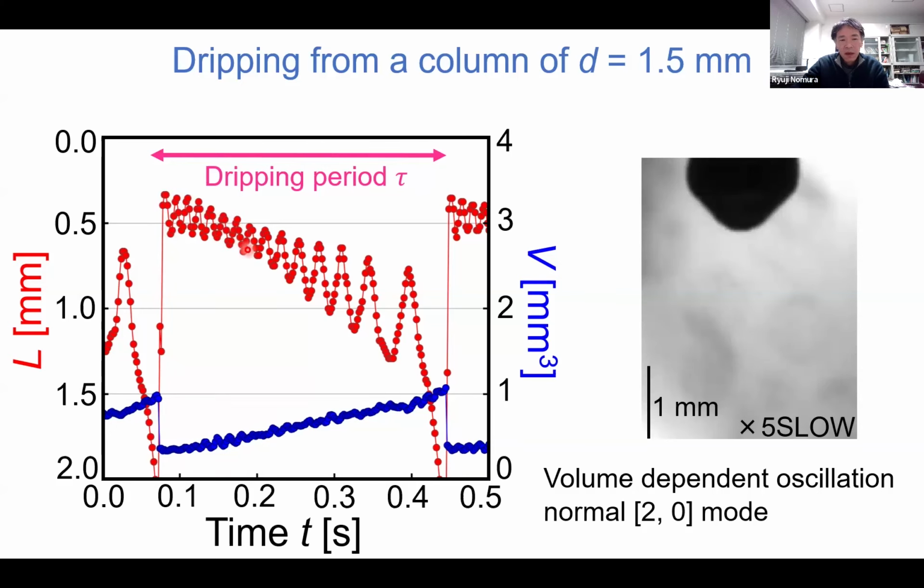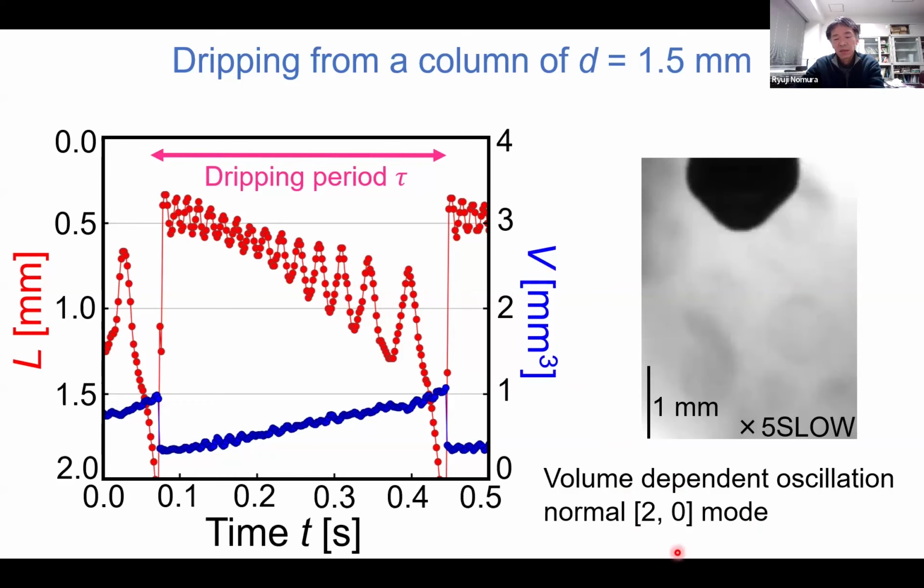But eventually, the oscillation period becomes larger like this because the volume of the droplet is increasing. So this increase in the oscillation period is due to the increase of the volume. In this case, the oscillation period is volume dependent. So in that sense, it's a normal behavior. So I call this oscillation normal to zero.